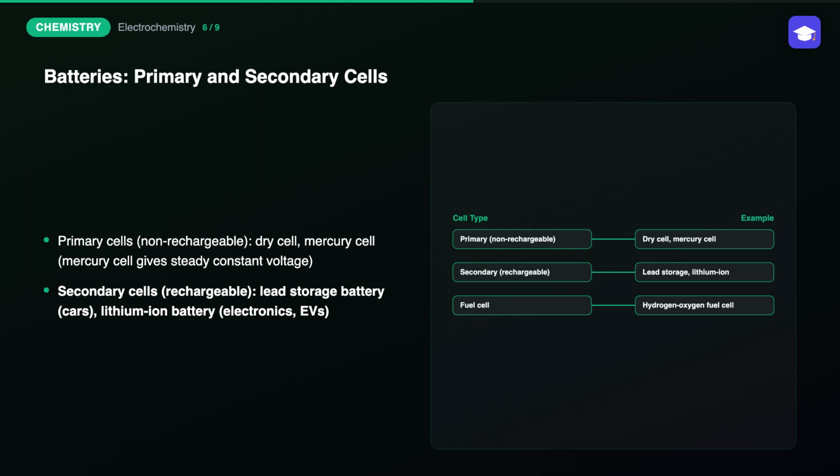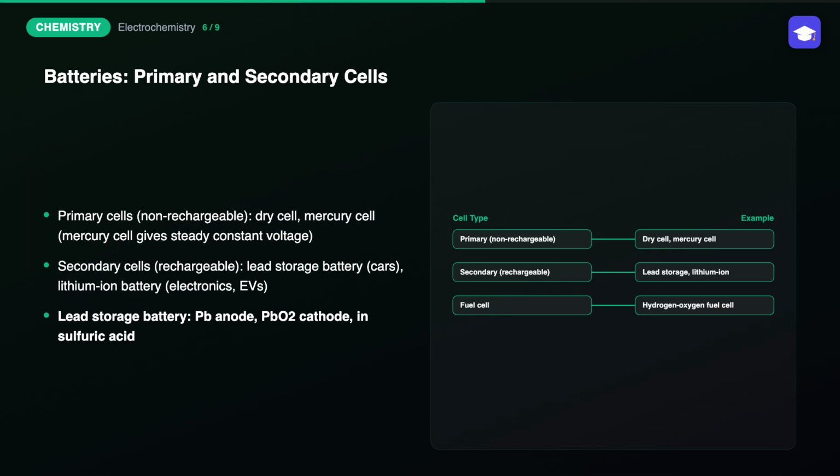The lead storage battery used universally in automobiles uses lead as anode and lead dioxide as cathode, both immersed together in sulfuric acid electrolyte, and it can reliably undergo many hundreds of full charge-discharge cycles. The lithium-ion battery, now dominant in virtually all modern portable electronics and electric vehicles, works through lithium ions physically shuttling back and forth between a graphite anode and a metal oxide cathode during charging and discharging, offering a notably high energy-to-weight ratio compared to older battery chemistries.